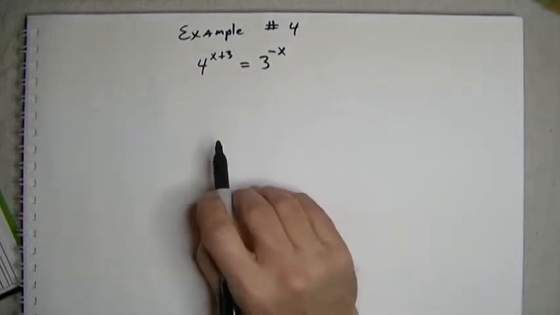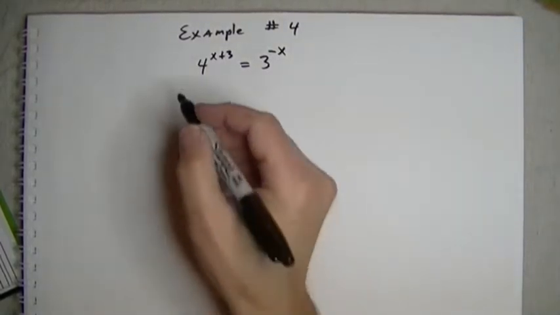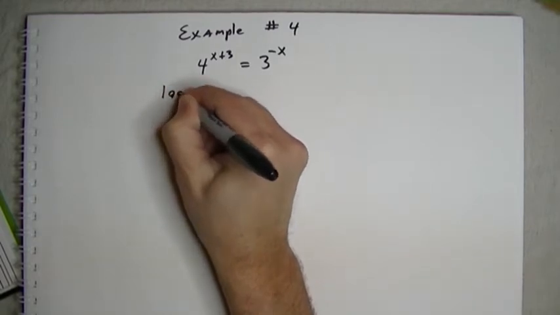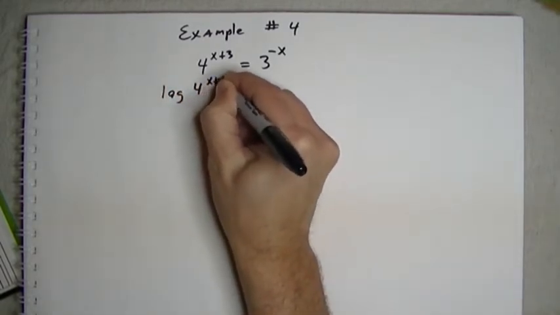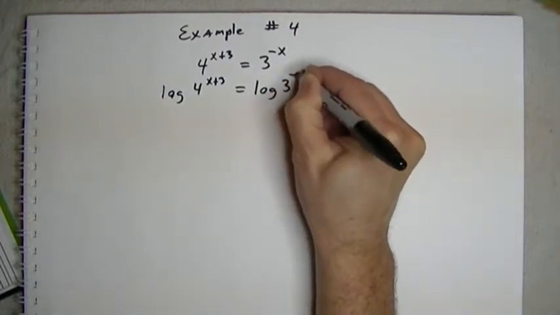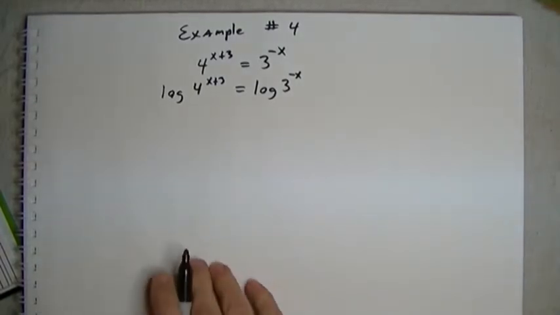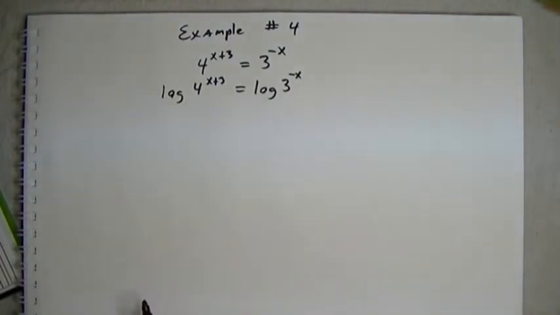Well, we're going to invoke the power of logarithms right off the bat. Because they're different bases, we're just going to right off the bat take a log base 10, a common log of both sides. So we're going to say the log of 4 to the x plus 3 is equal to the log of 3 to the negative x. And taking the common log of both sides gives us some options.